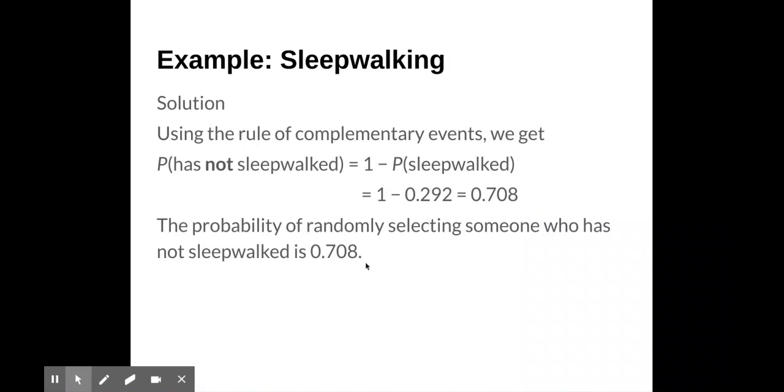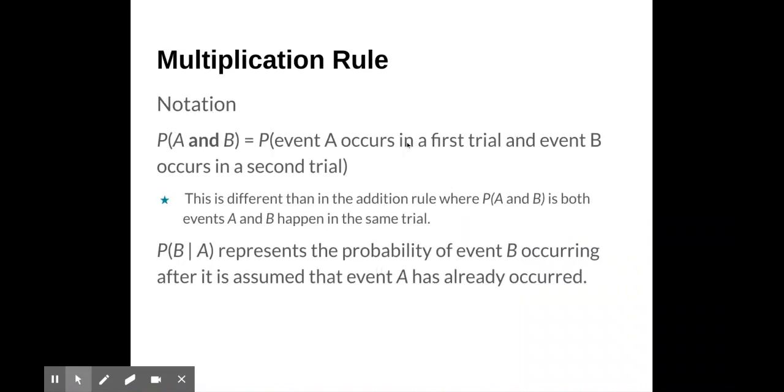Okay. So these are really nice and easy rules to use. Multiplication rule. So here's where I talk about differentiating "and." When we talk about the probability of A and B, representing the probability that event A occurs in a first trial and event B occurs in a second trial, this tells us that we are going to be using the multiplication rule. This is different than the addition rule, where the probability of A and B was that intersecting piece where both events happen at the same time.